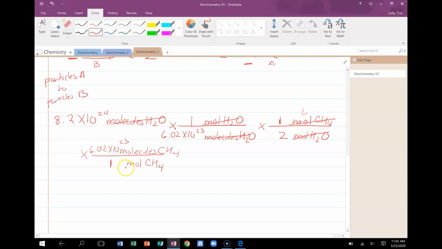Mole CH4 cancels with mole CH4. And now I'm ready to go ahead and calculate this. So I'm going to grab my calculator. And remember, I'm going to use my EE button. That's going to be really important.